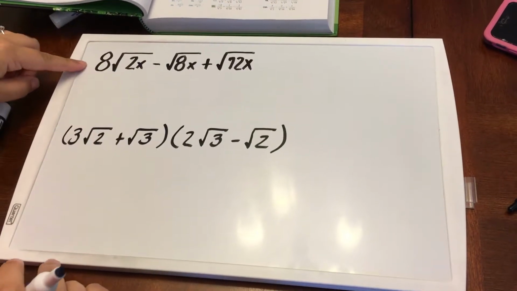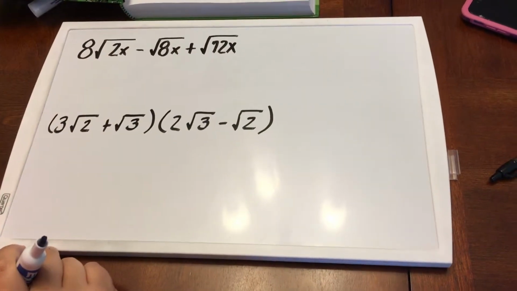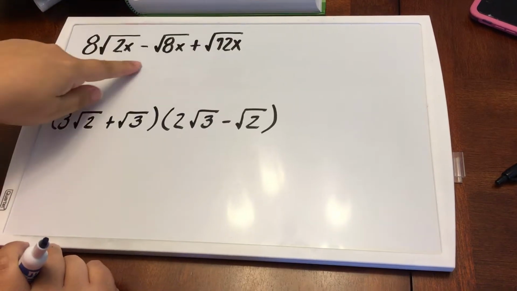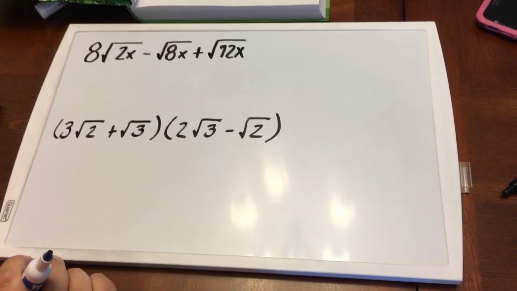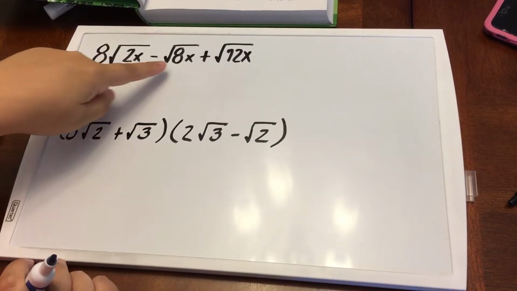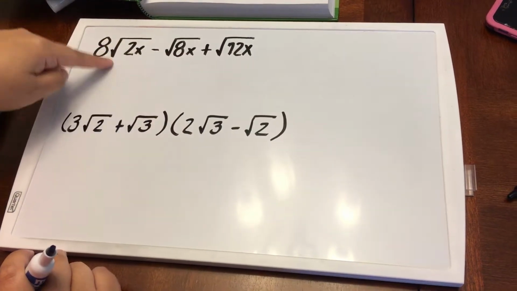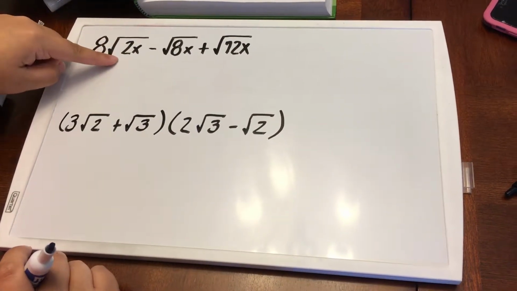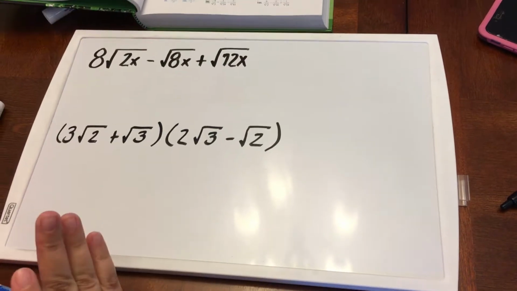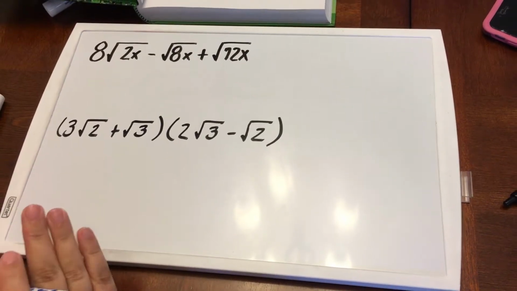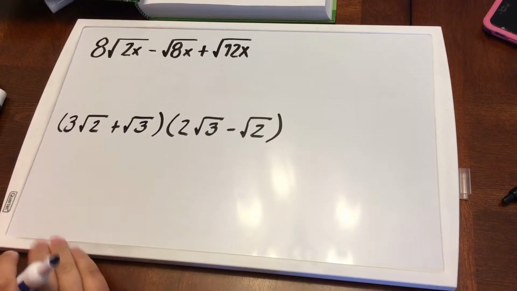If you look at this first problem, it deals with simplifying a radical expression. It has a minus sign and a plus sign. The first thing I've got to make sure is that each of the things underneath the radical is the same. The square root of 2x cannot be simplified because 2 is a prime number, prime meaning that the only multiple it has is 1 and itself.